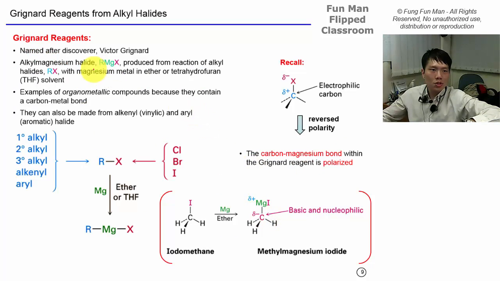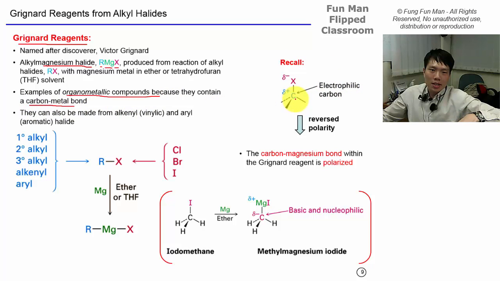Let me introduce to you something called the Grignard reagent. If you study chemistry at college level or in university right now, you have to learn what a Grignard reagent is. Organic chemists have to know this. It is named after the discoverer, Victor Grignard from France. Basically, what he discovered was an alkyl magnesium halide. So in short, it is in the form of RMgX, where R is the alkyl group, Mg magnesium, X a halogen. It is a kind of organometallic compound because it contains a carbon-metal bond.